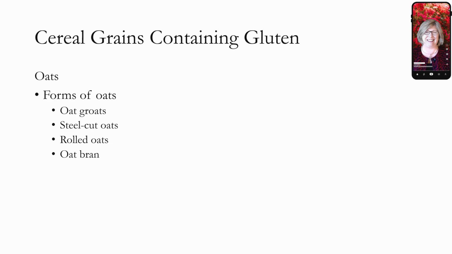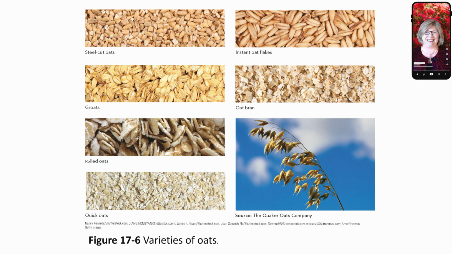Oats also would fall under this category of containing gluten, mostly because you can't guarantee that the oats would not have gluten, especially if they are harvested in close proximity to wheat. Forms of oats would be oat groats, steel cut oats, rolled oats, and oat bran. Illustration in 17-6 shows the varieties of oats. And here you see there's quite a bit of difference in the appearance, and it's dependent on how it's processed.